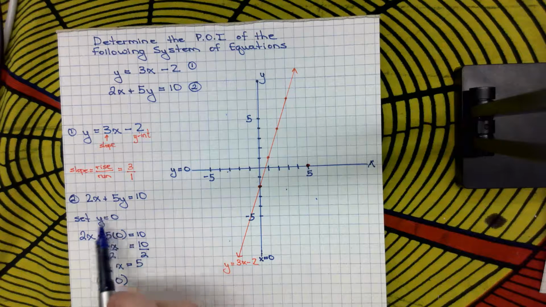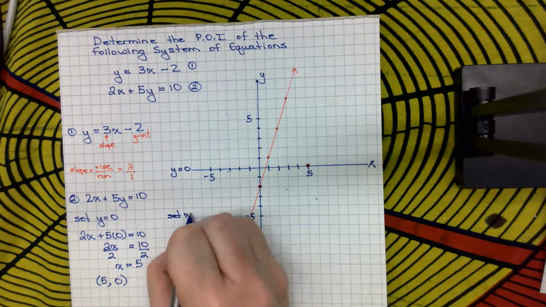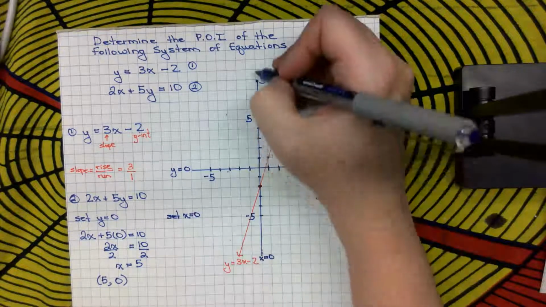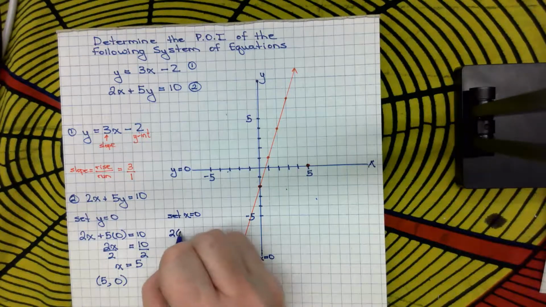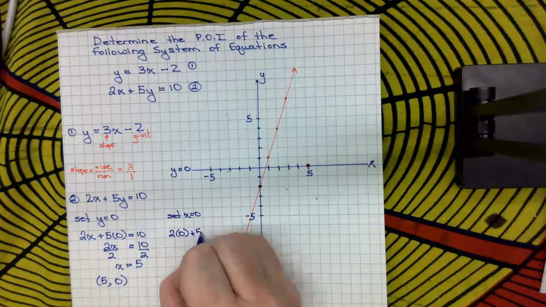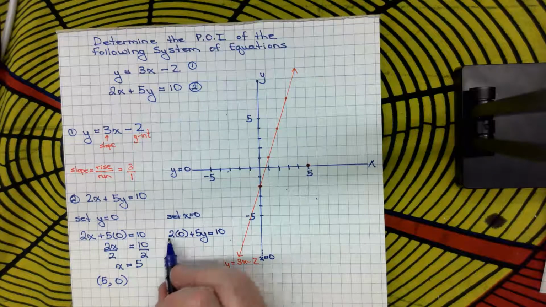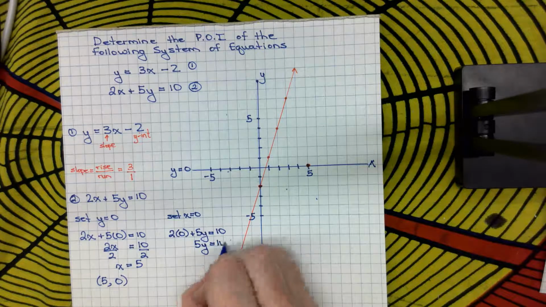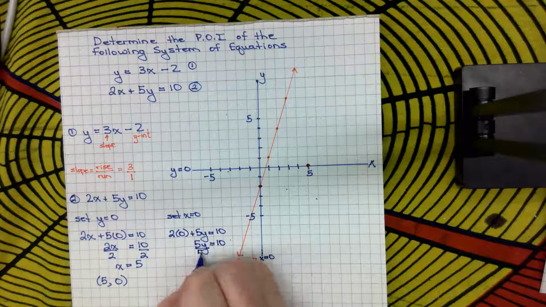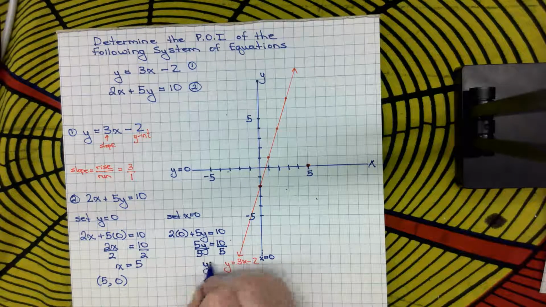Then I'm going to do the other one. Here I'm going to set x equal to 0, because that will tell me where on the y-axis I need to put my point. So now I've got 2 times x, well, x is 0, plus 5 times y equals 10. 2 times nothing is just nothing, so I have 5y equals 10. I divide both sides by 5 to get y by itself, and now I have y equals 2.